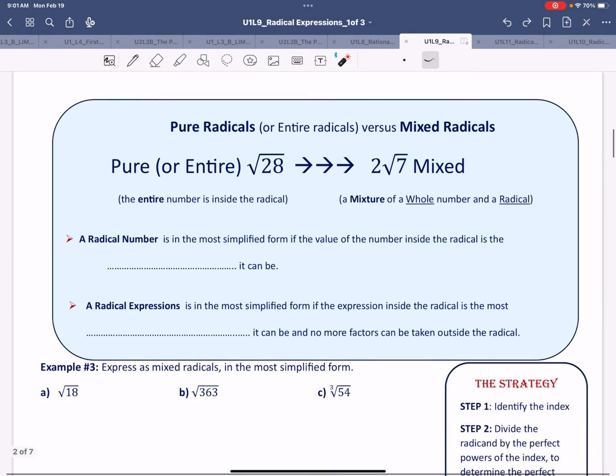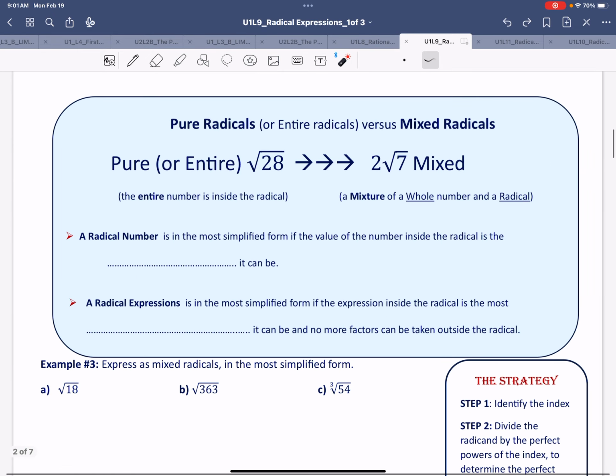So in the next part of this lesson, we'll look into pure and mixed radicals. Pure radicals are also known as entire radicals. In a pure radical, the radical number will have a coefficient of 1, which in other words means that the entire radical number is inside the radical sign. That's why we call it entire radicals, because there is no other number besides it.